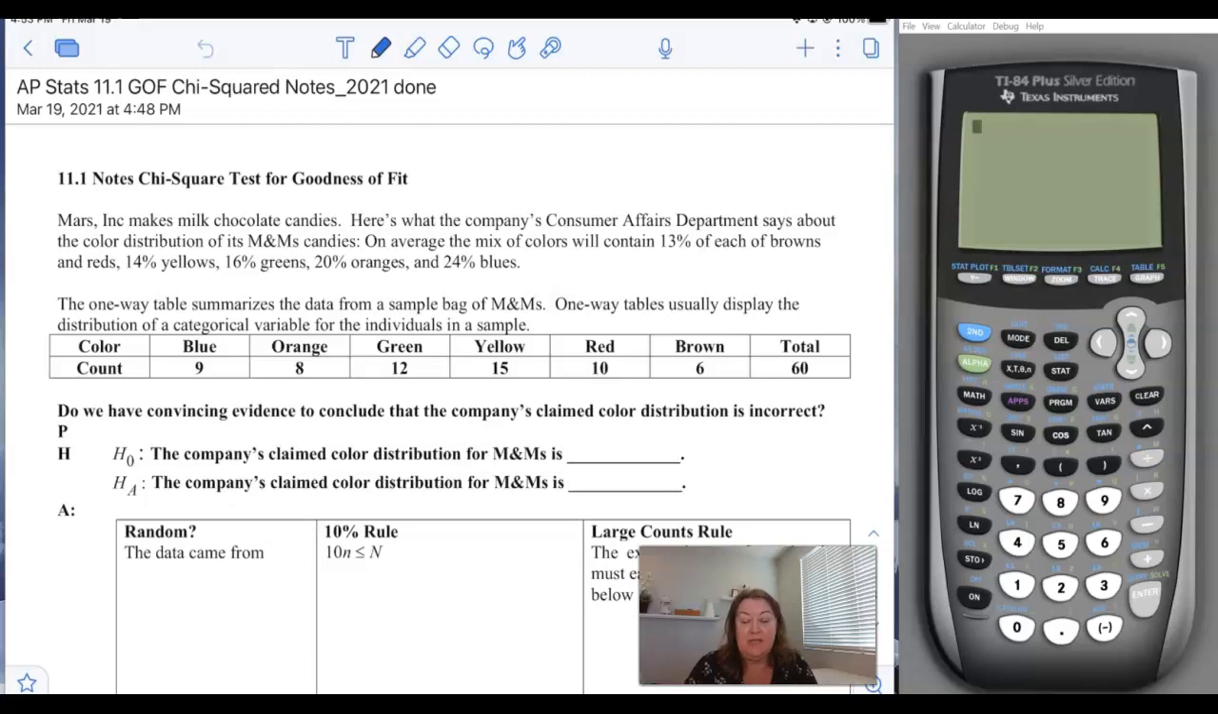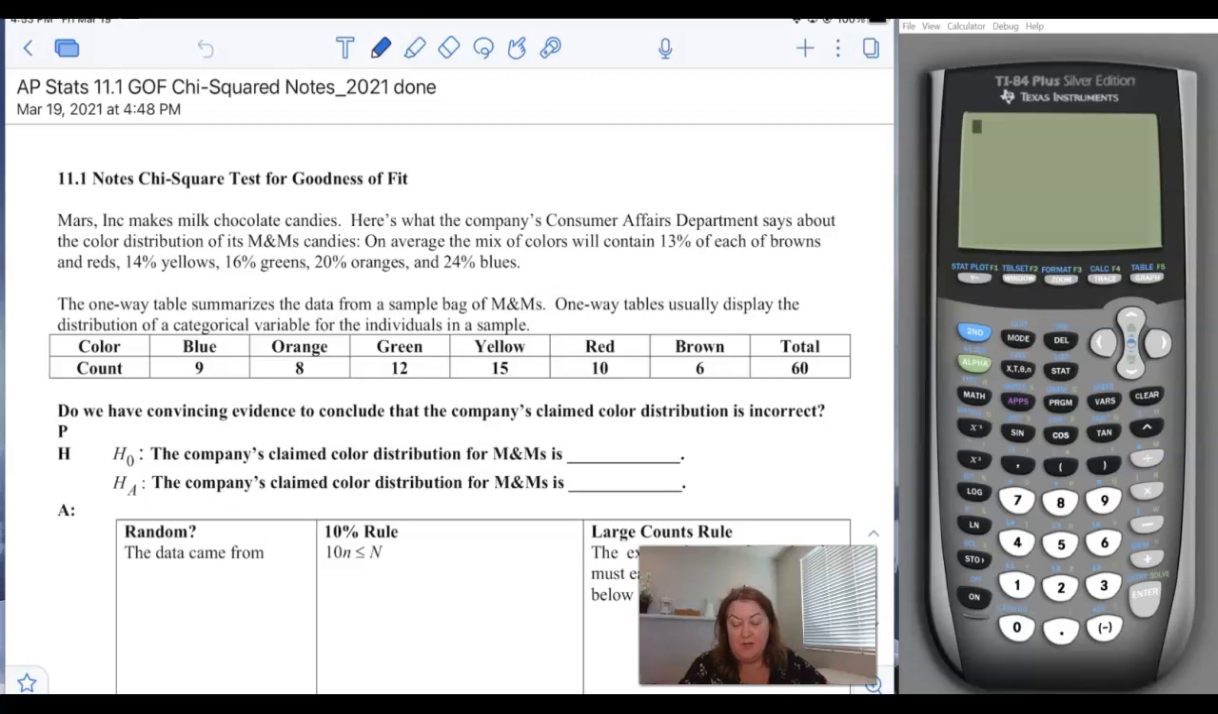You know those M&M candies, right? Well, the company's customer affairs department says that the color distribution is not even. On average, the mix of colors will contain about 13% of the browns and reds, 14% yellow, 16% greens, 20% orange, and 24% blue. And we're going to create a one-way table.